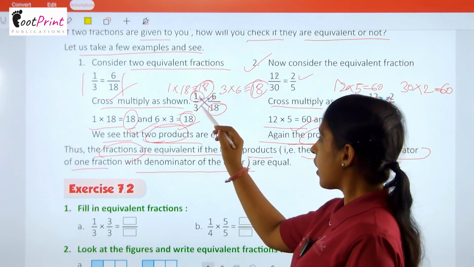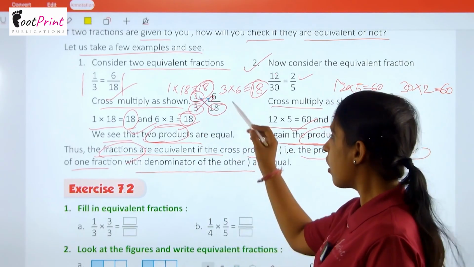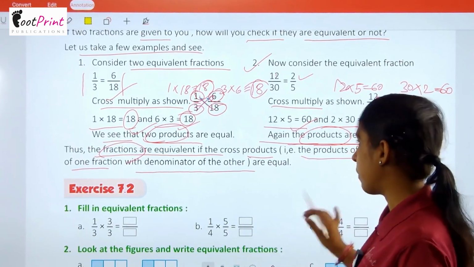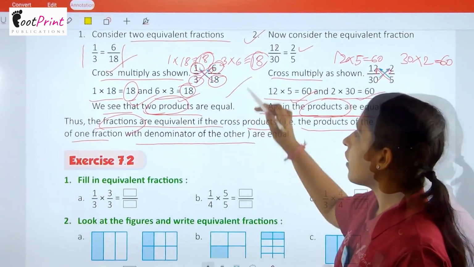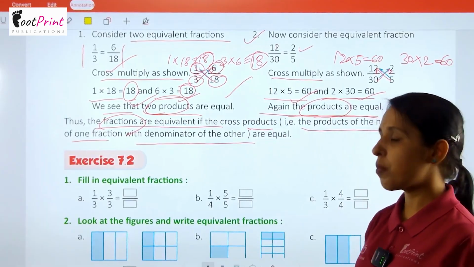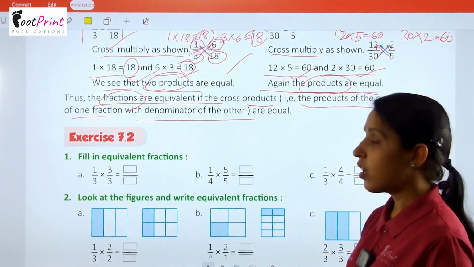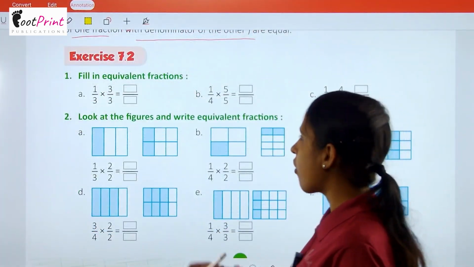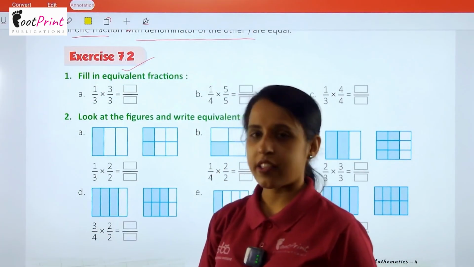Same here, for one fraction we took the denominator and for the other fraction the numerator. So it is cross multiply. When we multiply like that and we get equal numbers, we can say that the given fractions are equivalent. Okay. And now we will move to our exercise 7.2.